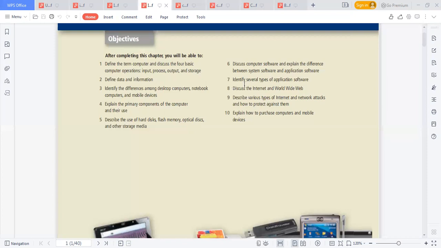In number 7, we are able to identify several types of application software, discuss the internet and the world wide web, and describe various types of internet and network attacks, how to protect against them, explain how to purchase computer and mobile devices.